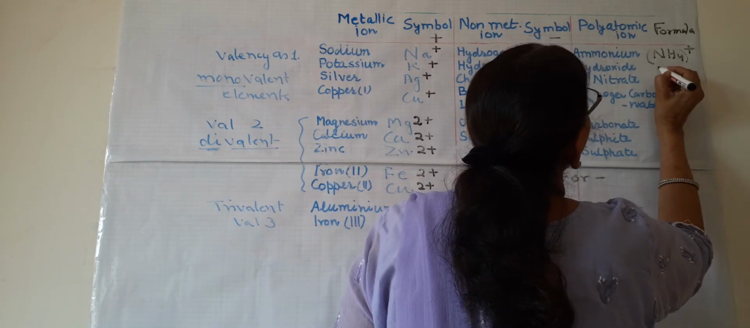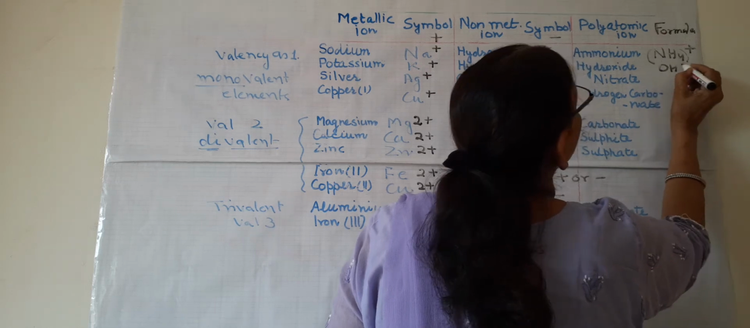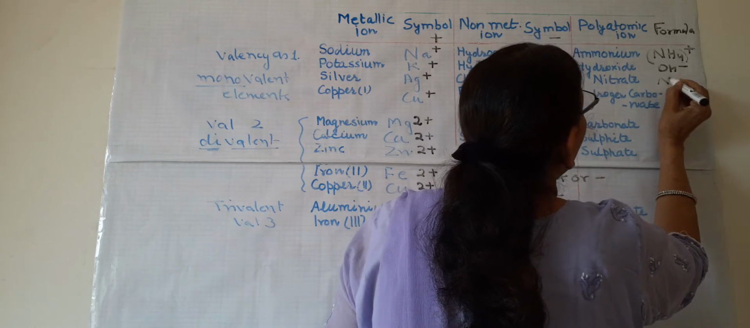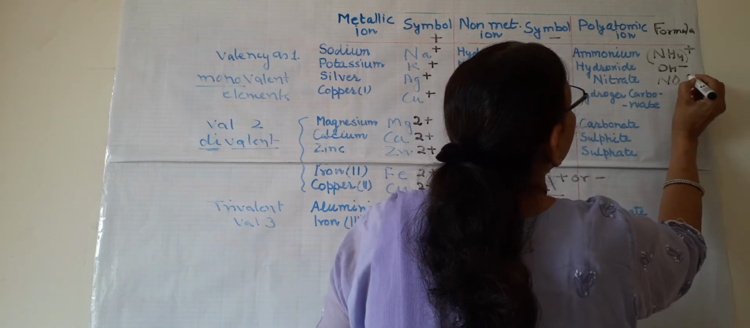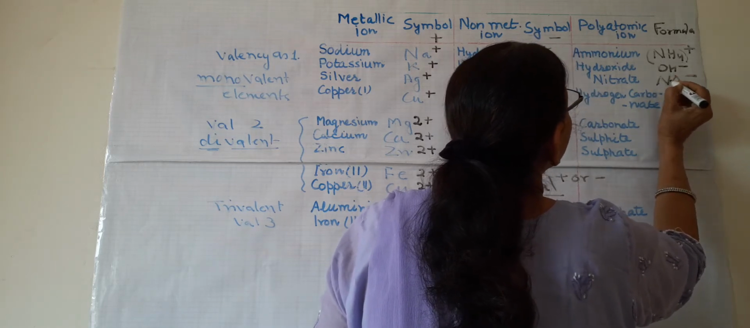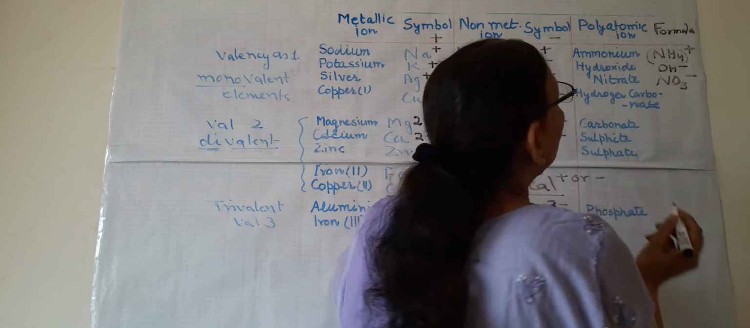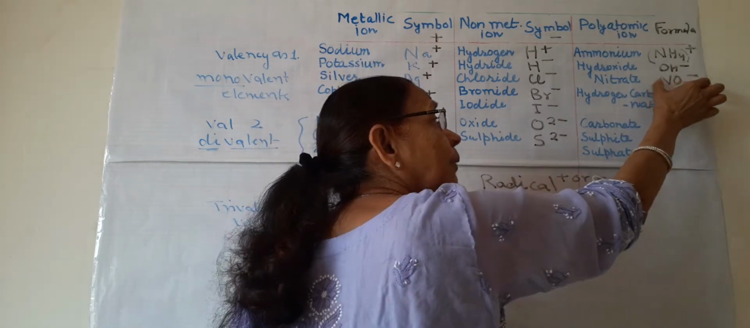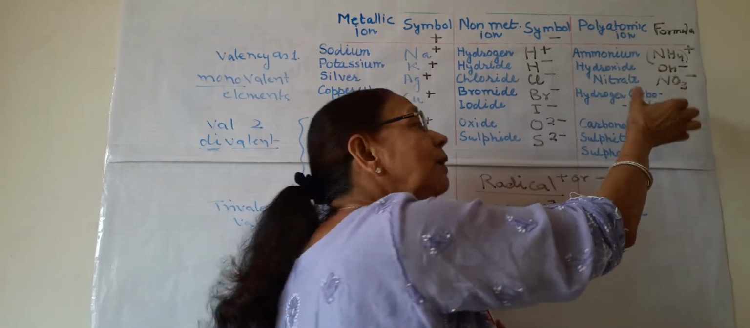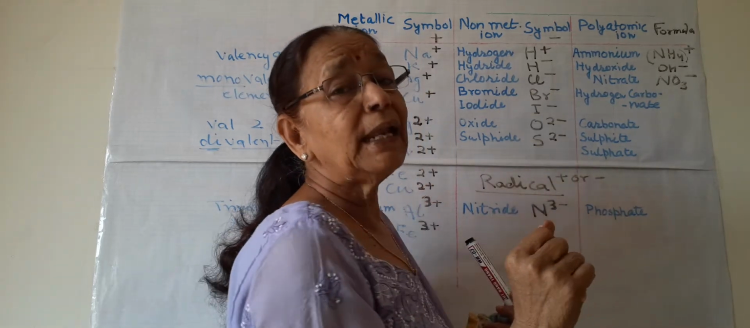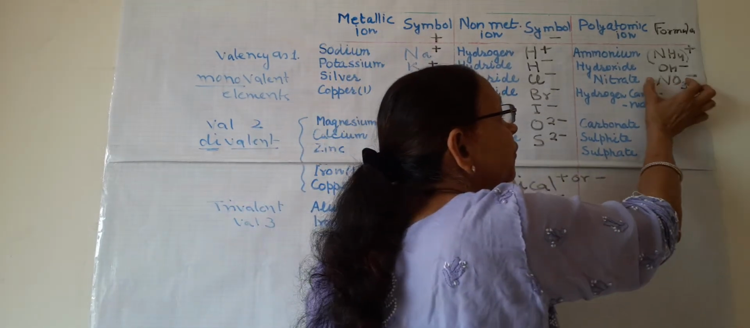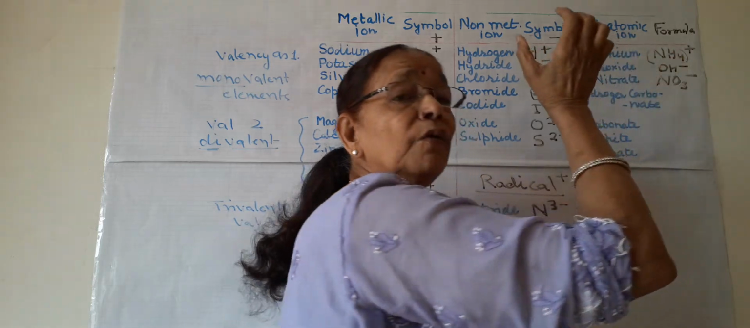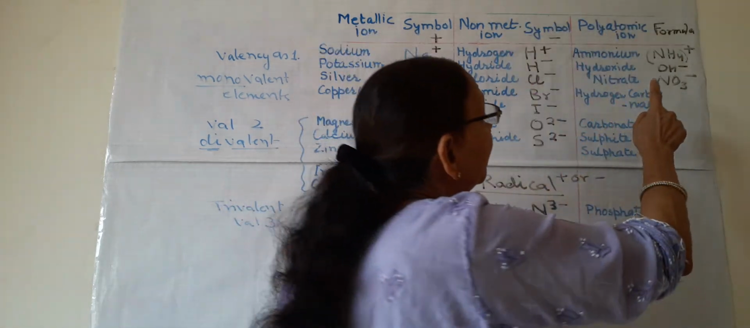Then hydroxide is OH minus. Only one minus is there. Nitrate is NO3 minus, 1 minus. All these are monovalent. This complete NO3 group, the total radical or polyatomic ion, has a single charge. This charge is for NO3, not for N, not for O. This charge is for the full complete NO3.